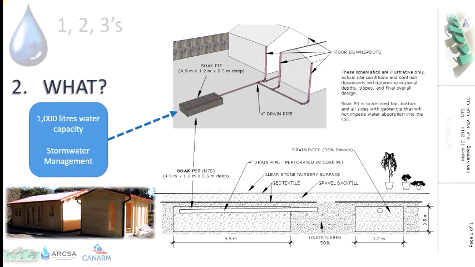So the downspouts off the roof go through piping underground into a soak pit. 1,000 liters of capacity was what was designed. That was based on the requirement of how many millimeters of rainfall over what period of time, times the area of the roof, which created the volume that was then required to be held back and retained on site through infiltration.